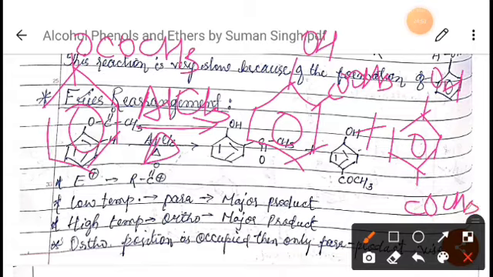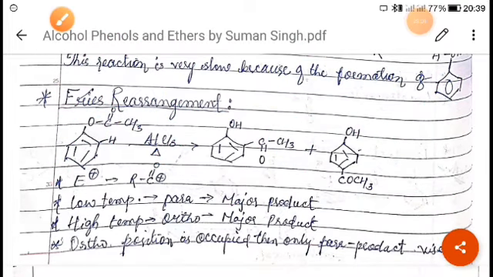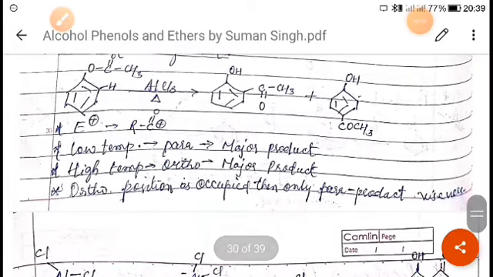COCH3. So this one is what? Ortho hydroxy acetophenone, and this one is para hydroxy acetophenone. So this type of reaction is called what? Fries rearrangement, right? So here, at low temperature the para product will be the major product, and if there is high temperature, the ortho product will be the major product, right?